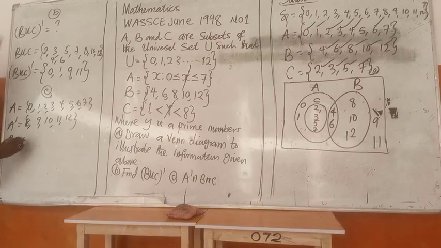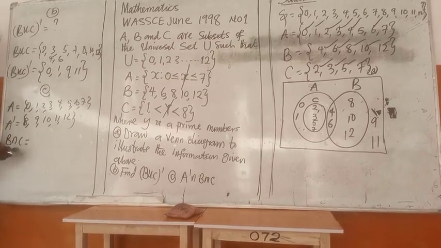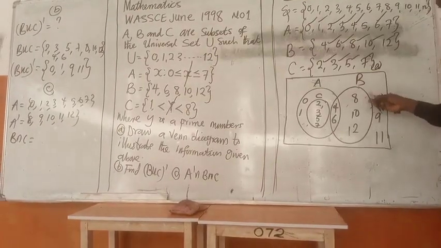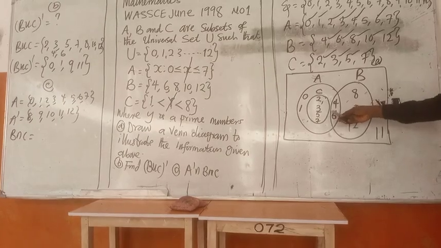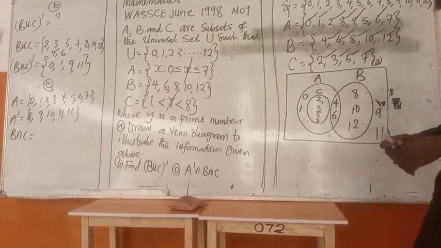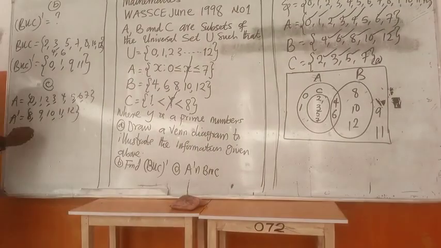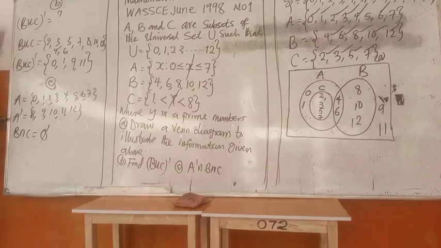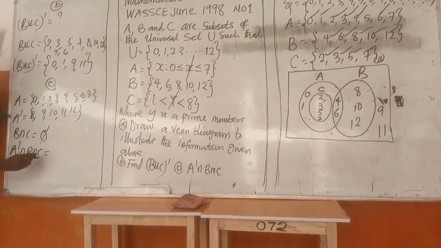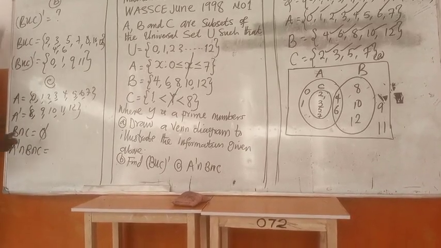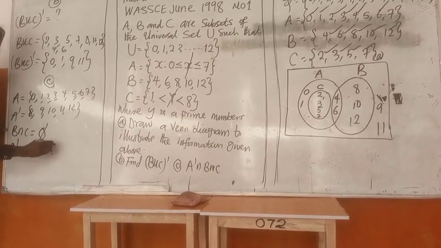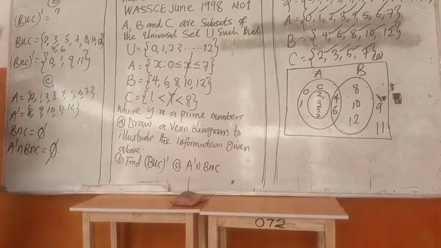Then we have to find B intersection C, which means where B and C relate, where they combine together. Look at B and C. There's nowhere they intersect, which is empty set. Then A prime intersection B intersection C is equal to any number intersection empty set, which is still empty set, which means the answer is empty set. Thank you and peace out.